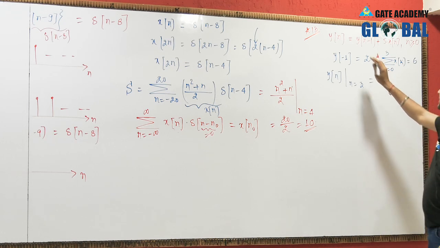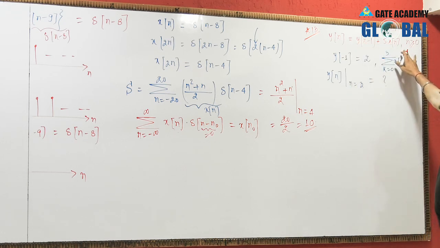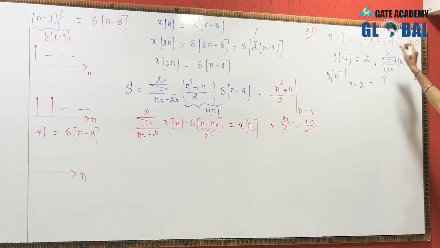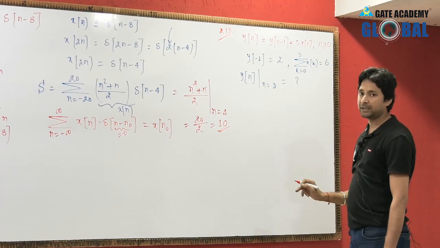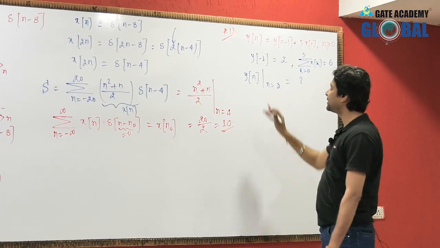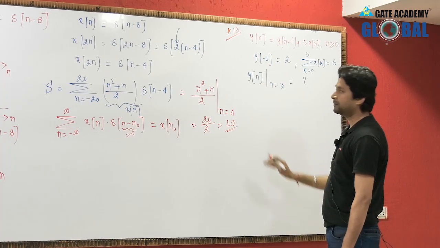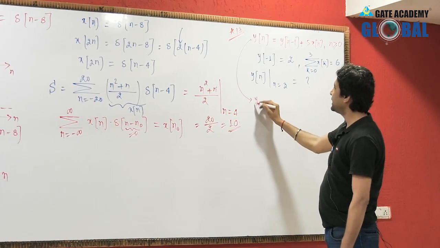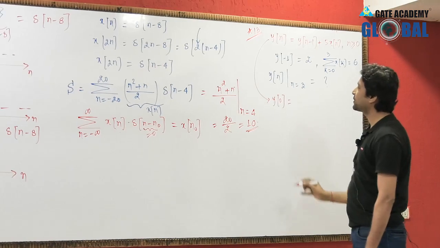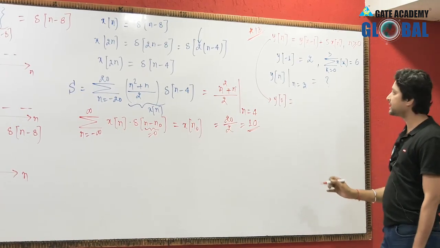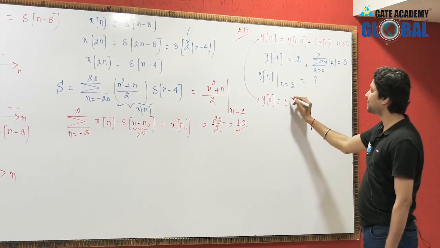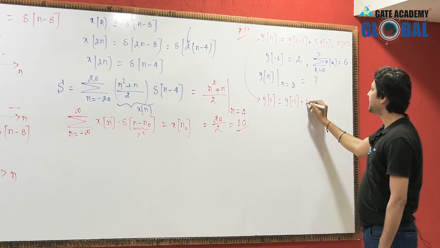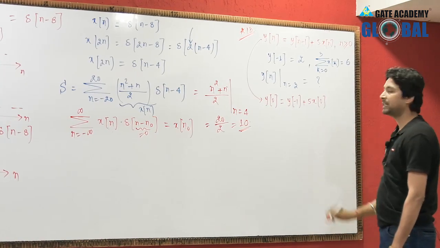If you see here, y of n is given by this difference equation only for n greater than or equal to 0. Therefore, we have to find the value at n equals 3. If we try to find the value of y of n at n equals 0, then from this relation, y of 0 is equal to y of 0 minus 1, that is y of minus 1, and 5 times x of 0. Is it right?